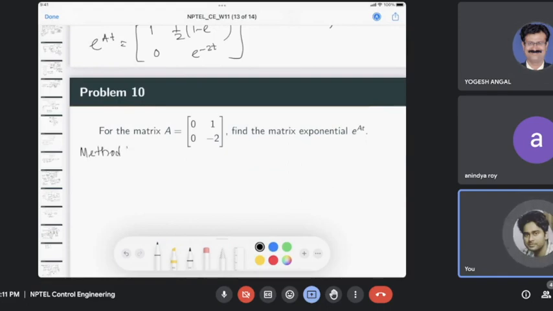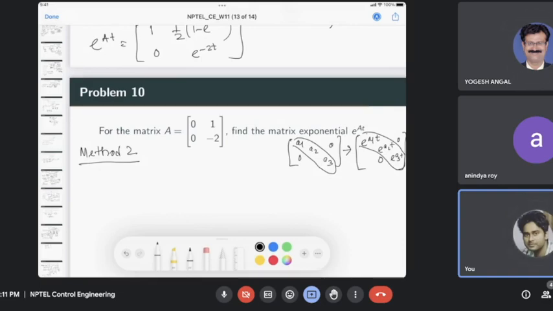Method 2 actually deals with diagonalization of this matrix. If a matrix is diagonal, then we know that its matrix exponential will be what? For example, a matrix with diagonal elements a1, a2, a3, and all other elements 0, the matrix exponential will be e to power a1t, e to power a2t, e to power a3t, with all other elements 0. So this will be the eigenvalue that comes in the diagonal element. For a diagonal matrix, the matrix exponential is very simple to compute.